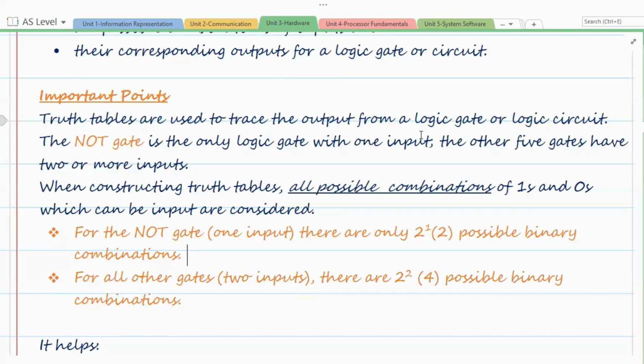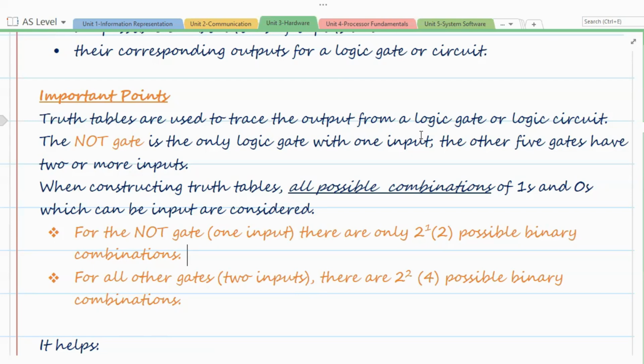Now, when constructing a truth table, remember that all possible combinations of ones and zeros which can be input are considered. For example, if you have just one input, that means you can make two combinations of it, 2 raised to power 1, because the base is 2. You have only two numbers, 0 and 1. And if there is only one input, it can either be 0 or 1. So there are two possible combinations of input, right?